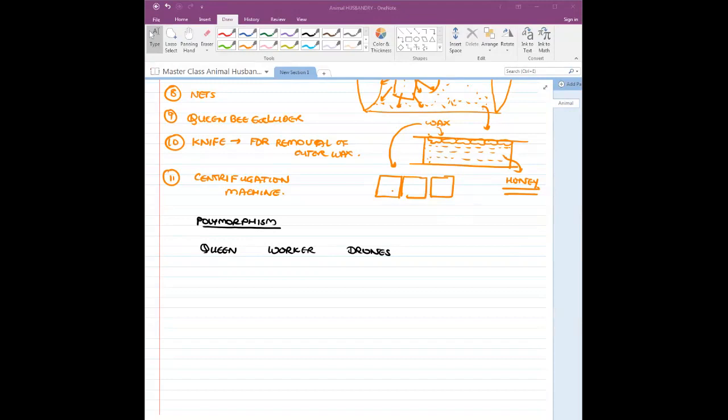Anyways, in polymorphism, what is 2N, guys? 2N in honeybees is 32. So when we talk about the queen bee, the queen bee is 2N, the worker bee is 2N, but drones are going to be N only. Once again, the queen bee has 32 chromosomes, the worker has 32, and the drones have 16. Out of this, the queen bee is the one which is going to be fertile.